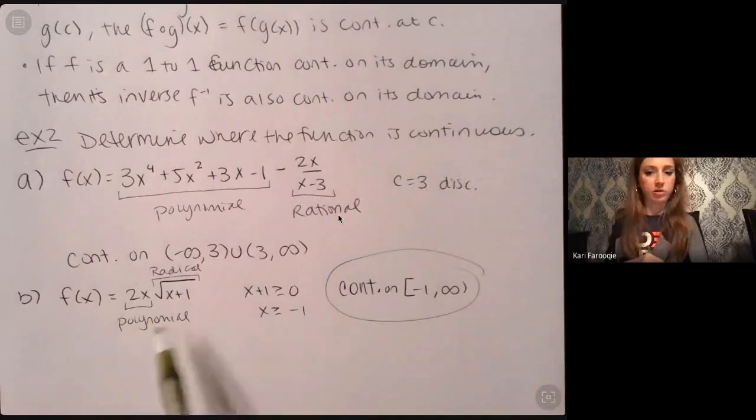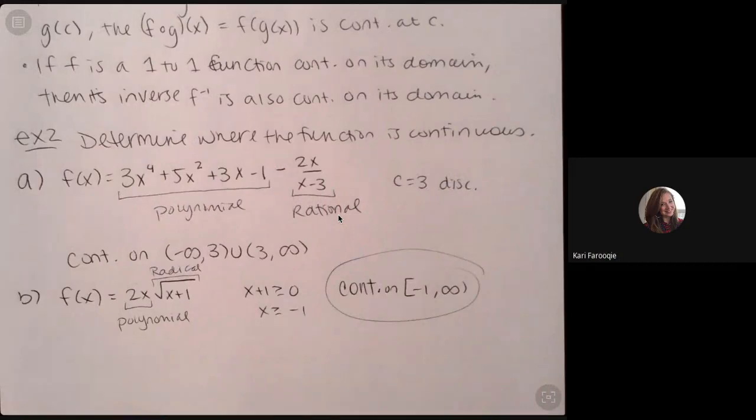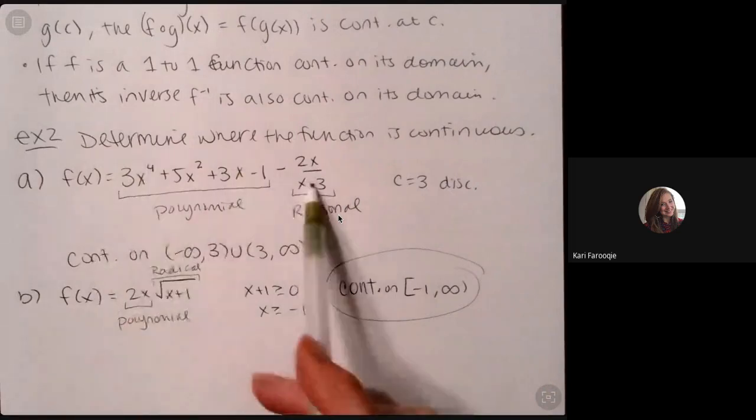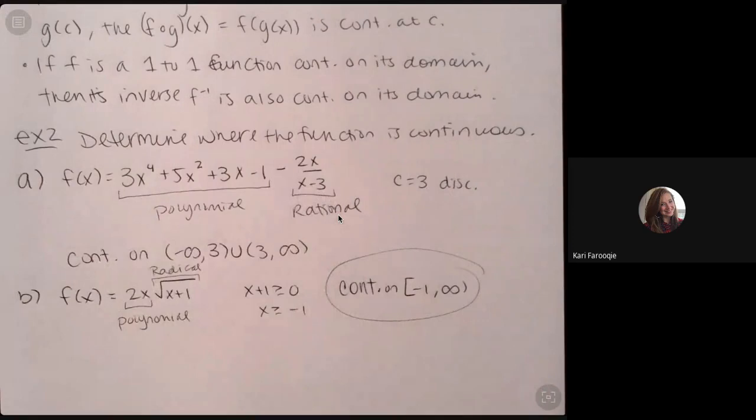I can't say anything about any value of x that's less than -1 because this function wouldn't be defined for any of those values. And the whole function is limited by what the radical function can do in this case, just like for A, the entire function is very limited by the rational function.